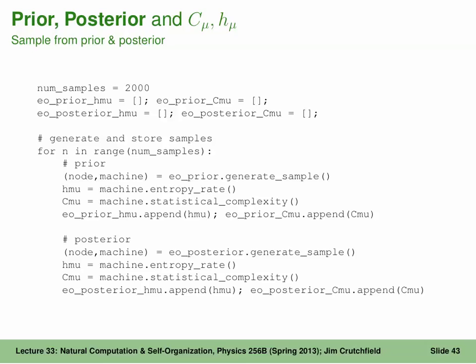And so here we have, again, 2,000 samples, and then each time through, for the prior, we generate a sample. From that sample, we get H mu and we get C mu. We add them to their respective lists for the prior, because we use the prior here. Here we have samples from the posterior. We get the entropy rate and statistical complexity. We add them to the respective lists. So this creates 2,000 samples of H mu and C mu from the prior and the posterior for this even-odd process. So what do we get?